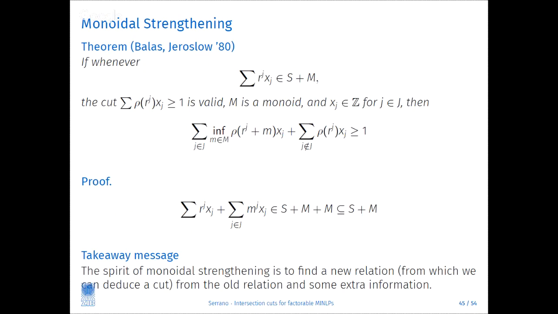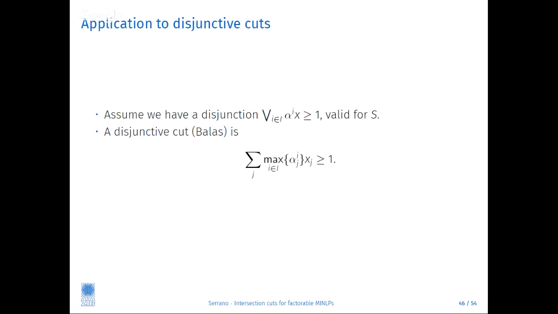And the proof is basically what I said. One can add some term, and this is going to be in the set plus the monoid. And since it is a monoid, the monoid plus the monoid is the monoid. And then one can get a new cut, and then one can choose the best coefficient for the cut. Okay? So the way I understand monoidal strengthening is that we have some relation, and with some extra information, we want to build a new relation of the same form. And the point is that one can apply monoidal strengthening to disjunctive cuts.